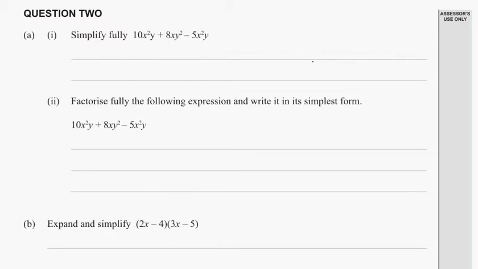2012, day 1, question 2. Right, simplify fully. So we're looking for like terms. There's a 10x squared y here and a minus 5x squared y. Now that's an xy squared, so it's actually different to the other two terms. 10 minus 5 is 5x squared y plus 8xy squared.